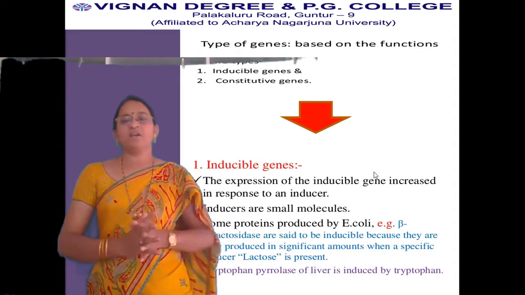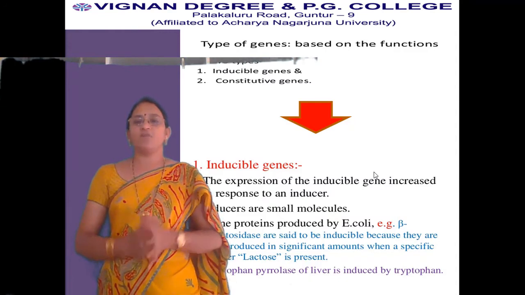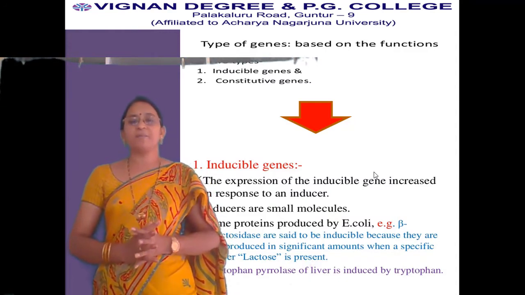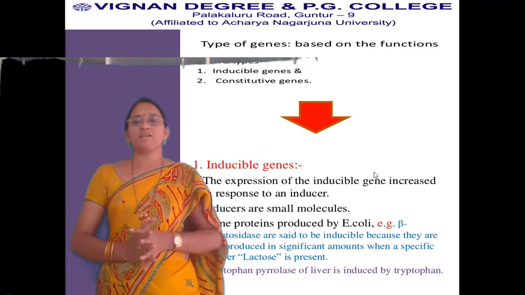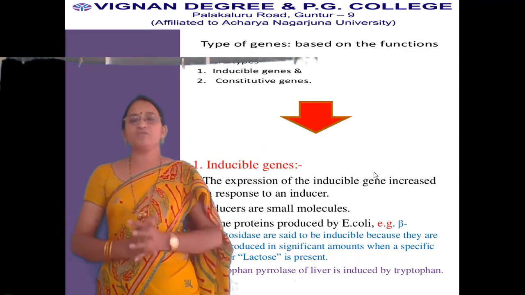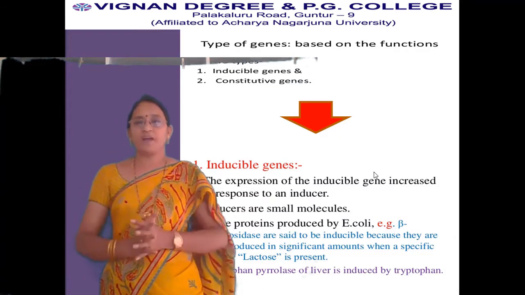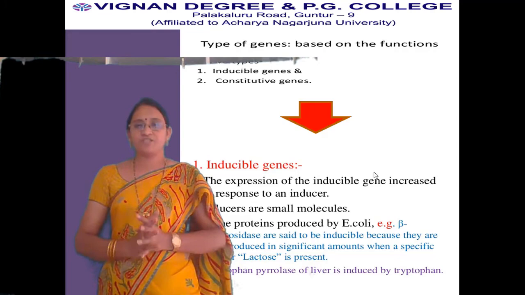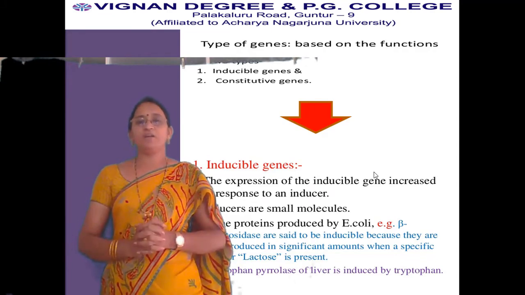Another example is tryptophan pyrrolase of the liver, which is induced by tryptophan. These are known as inducer molecules involved in the expression of the genes. Such genes are called inducible.